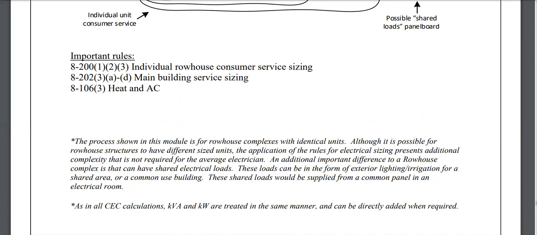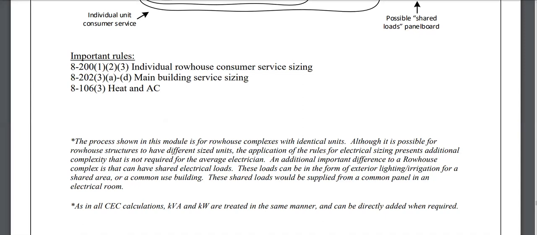An additional important difference to a row house complex is that we can have shared electrical loads. And these loads can be in the form of things like exterior lighting, irrigation for a shared area, or a common use building. These shared loads would be supplied from a common panel in an electrical room. So some row housing that you work on will not have these. They'll be very separate. There's no shared electrical, no common electrical room, nothing like that. And so because of that, we wouldn't have to worry about the shared loads.